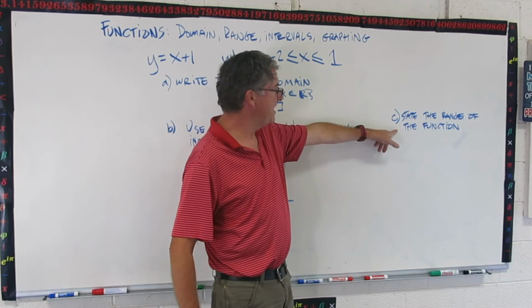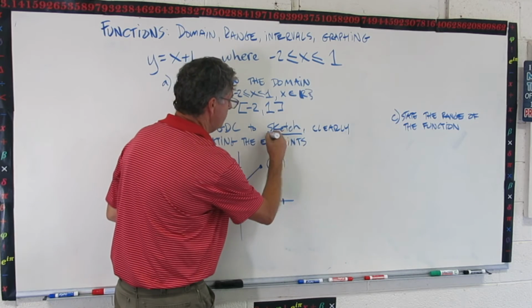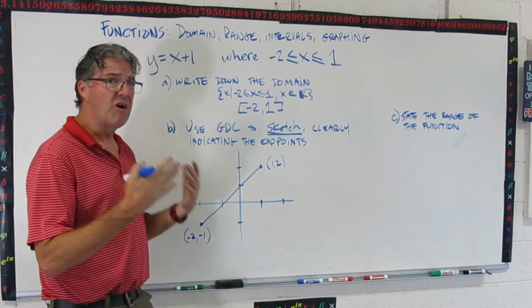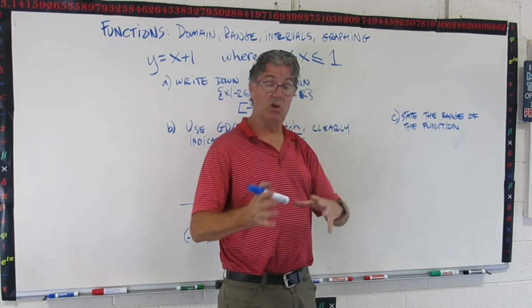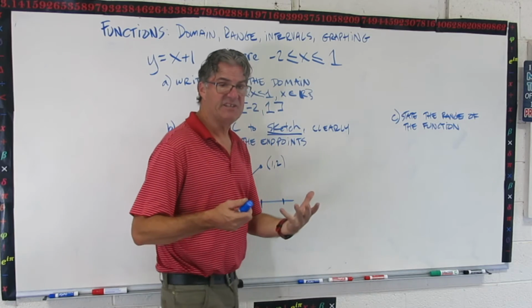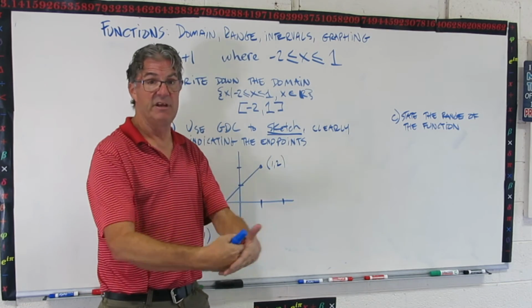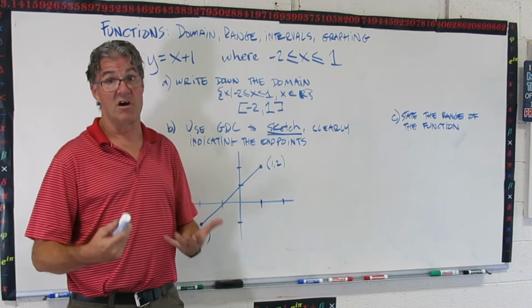State the range of the function. Now just like sketch, this is a key word in the IB. You want to remember that that means create a roughly accurate graph, which we did. State is your clue that whatever they're asking for is something you can simply look somewhere and see it and write it down. If it says state and you find yourself calculating, you're on the wrong path.